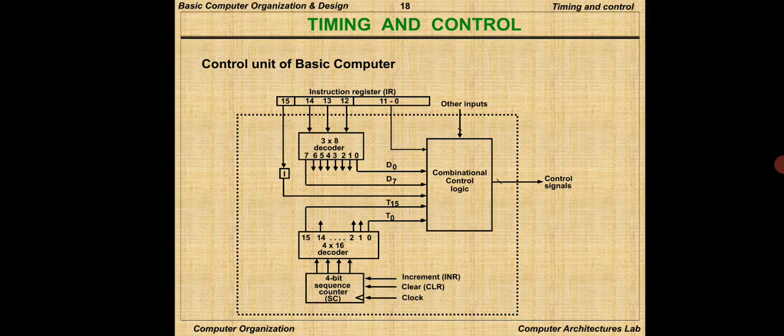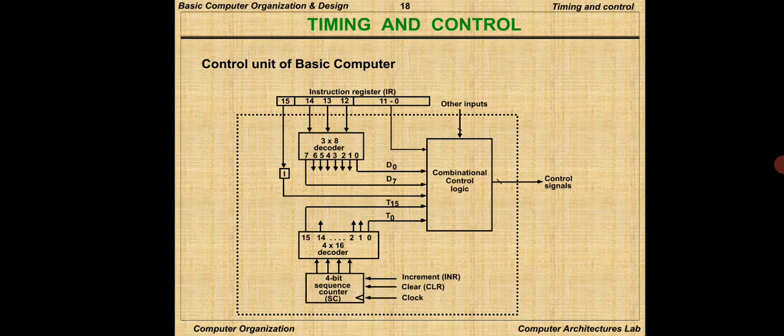So what happens, if you see here, the 12 bits of address are given directly to the combinational logic control circuit. In this combinational logic control circuit, you will have all the combinational circuits: adder circuits, subtractor circuits, and counters. You will not have sequential circuits, only combinational circuits.